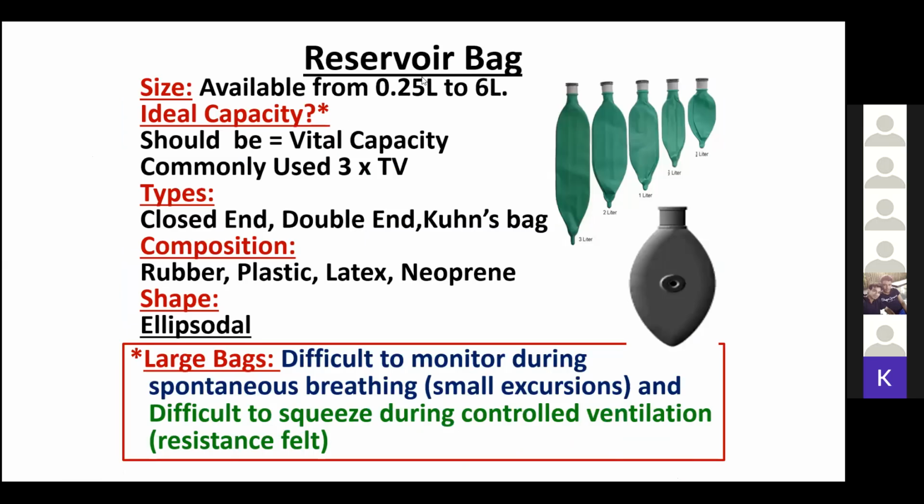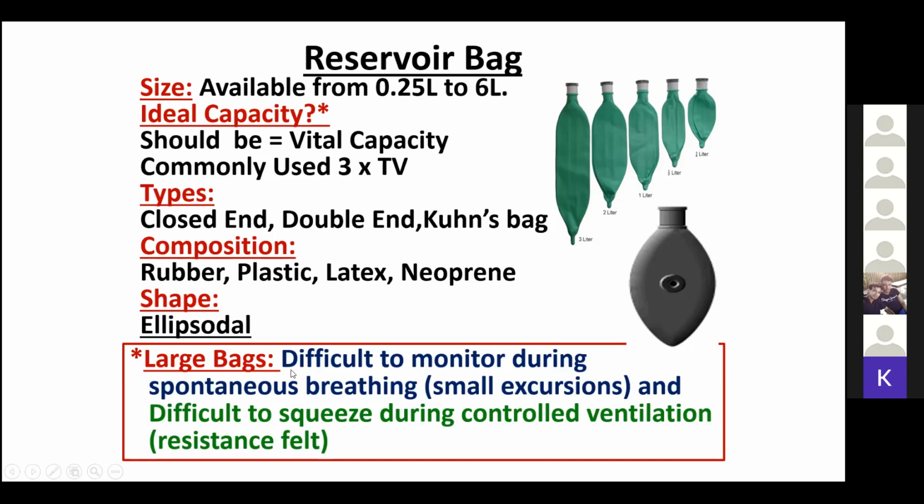Let us look at the reservoir bag. The sizes available are 0.25 liter to 6 liters. What is the ideal capacity? Ideal capacity is equal to vital capacity, I mean, ideally. But what we commonly use is 3 times the tidal volume. Why 3 times the tidal volume? Because if you use equal to tidal volume, then the patient, while coughing, straining, or at a lighter level of anesthesia, will not get enough gases. If you use equal to vital capacity, what will happen?